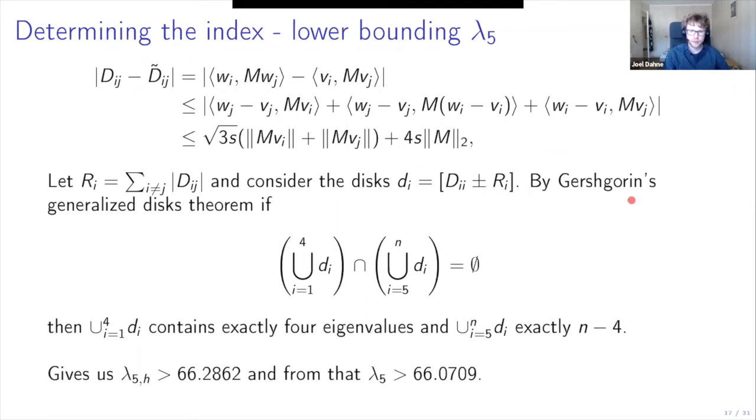And then using the Gershgorin's generalized disk theorem, in our case, if the union of the first 4 disks, intersected with the union of the remaining disks, is the empty set, then this theorem tells us that this first union contains exactly 4 eigenvalues, and the second union contains exactly n minus 4 eigenvalues. In particular, this means that the 5th eigenvalue must lie in this union, and the lower bound for this union gives us a lower bound for the 5th eigenvalue.